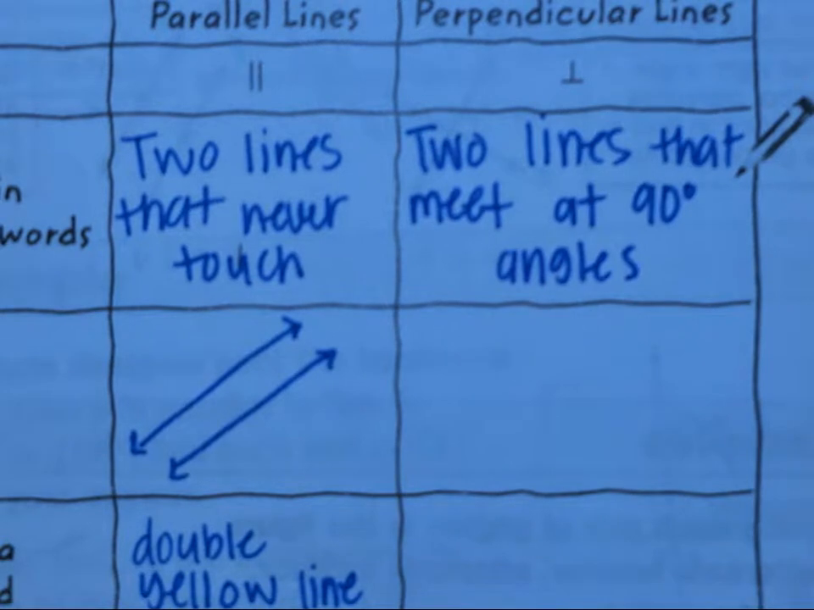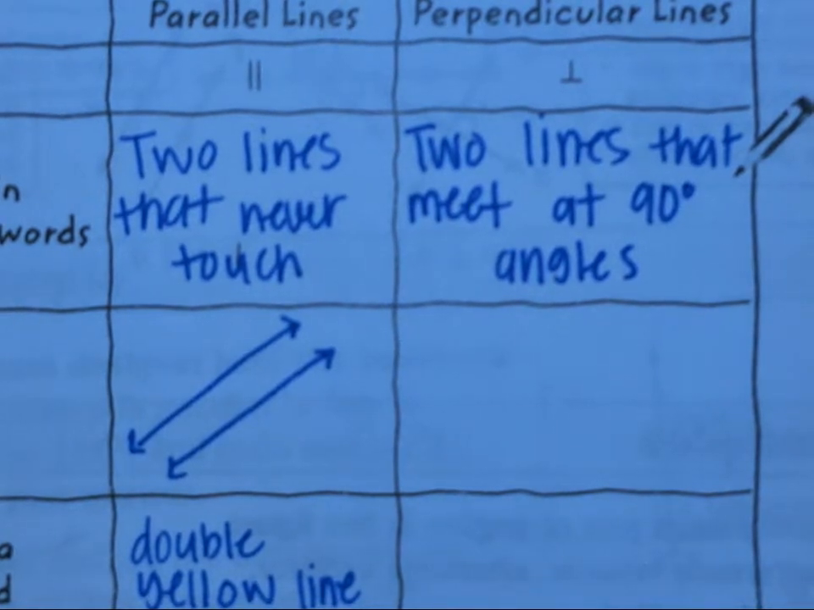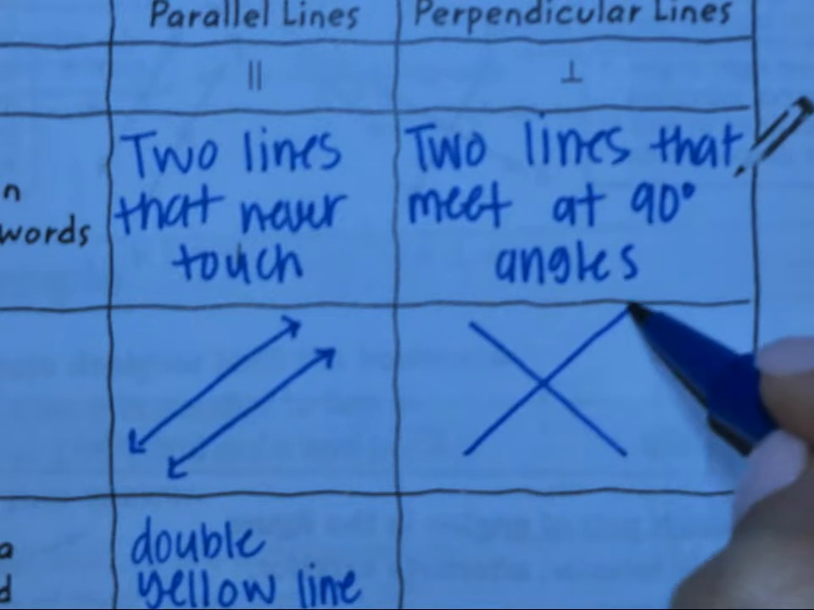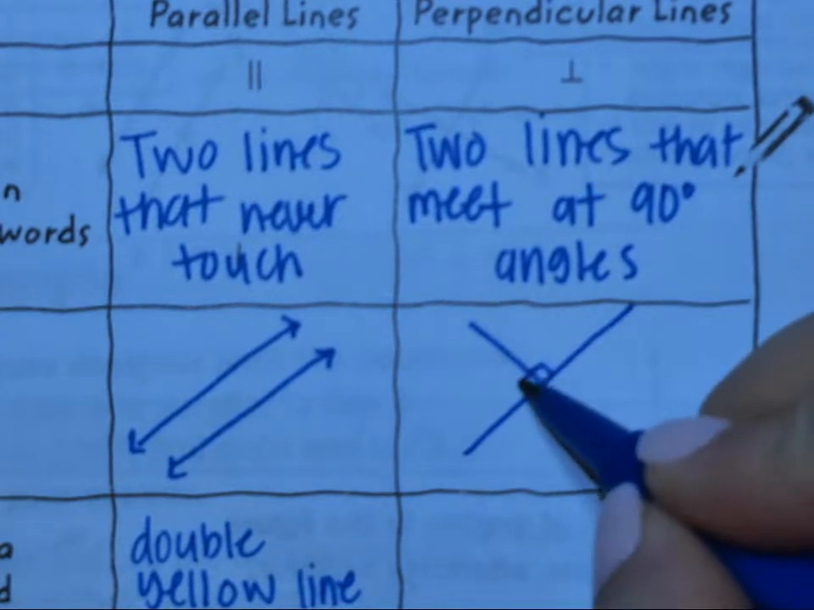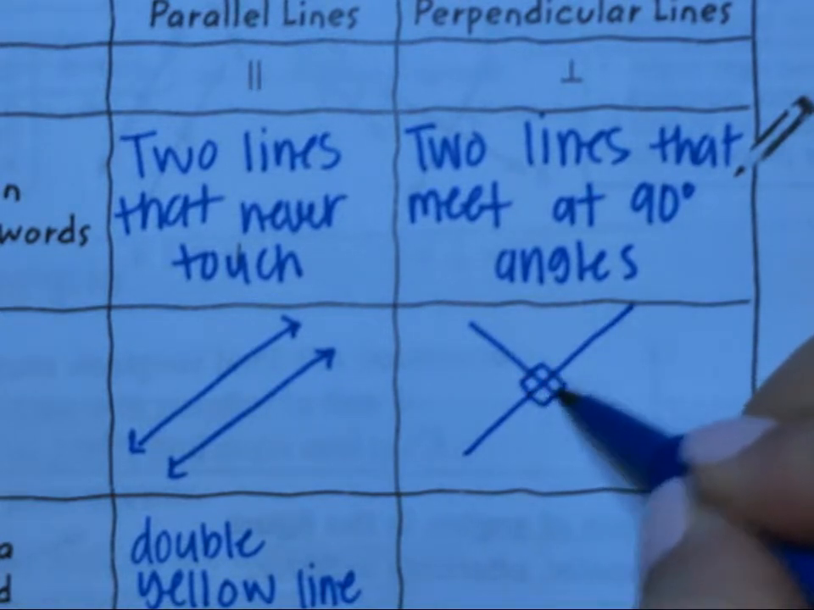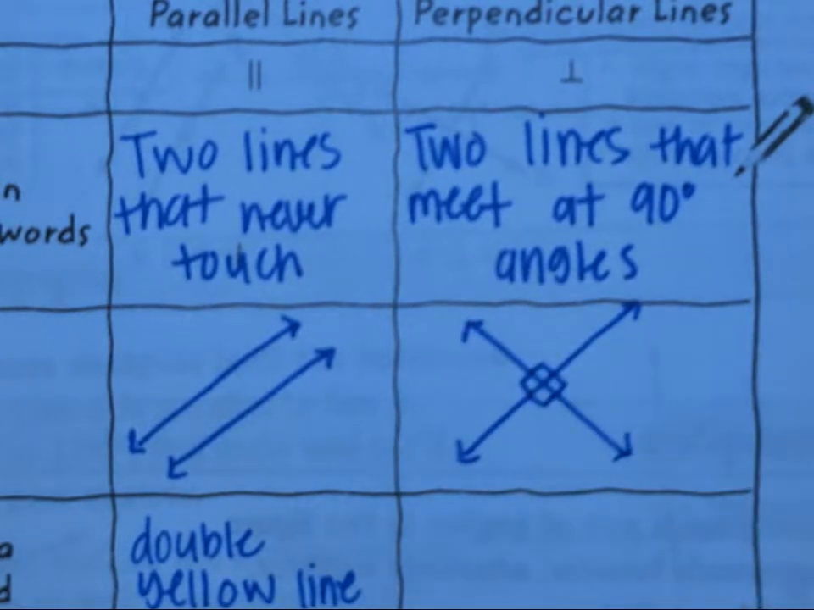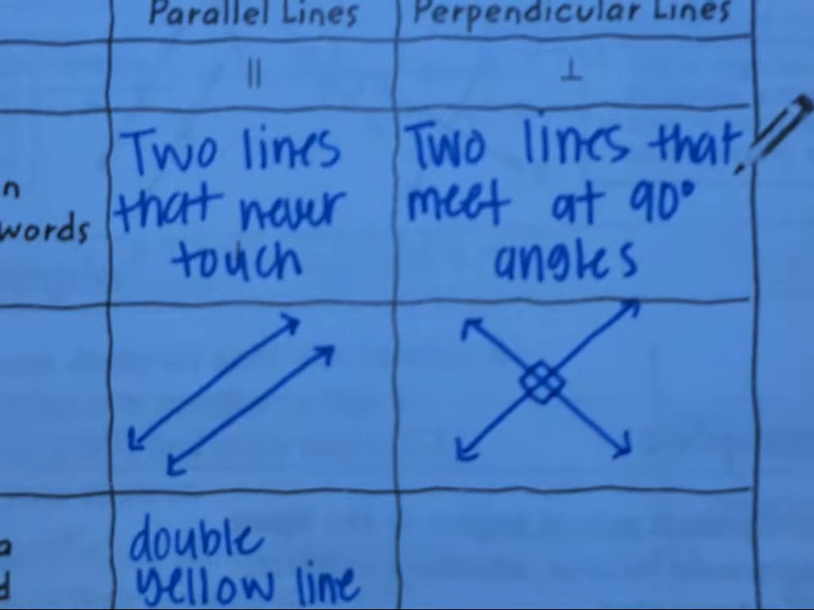So if I wanted to draw a pair of perpendicular lines, what do they look like? Nick? Kind of like an X, right? And if they're all 90 degrees, then they all have this little box. Okay. What is a real-life example of perpendicular lines? Nick? Railroad crossing sign. Okay. What else?